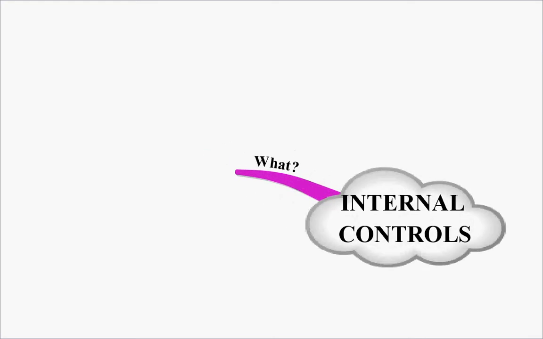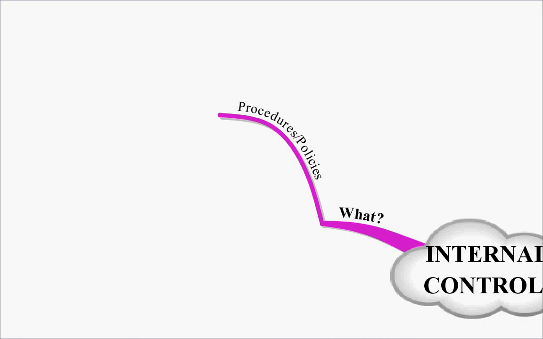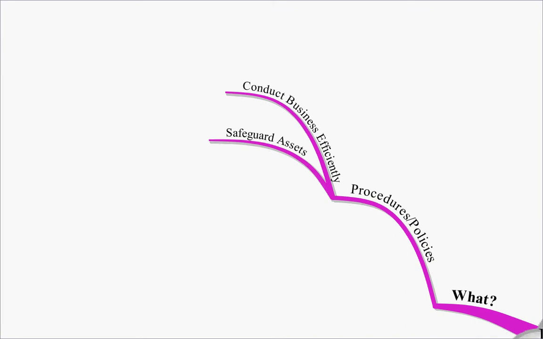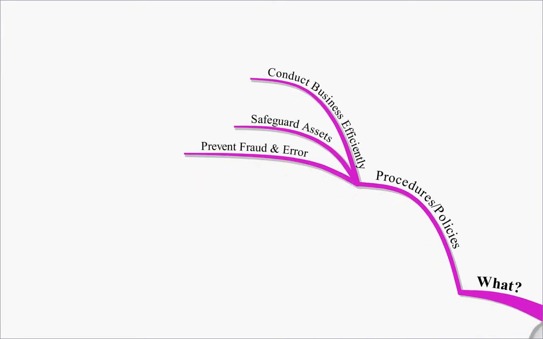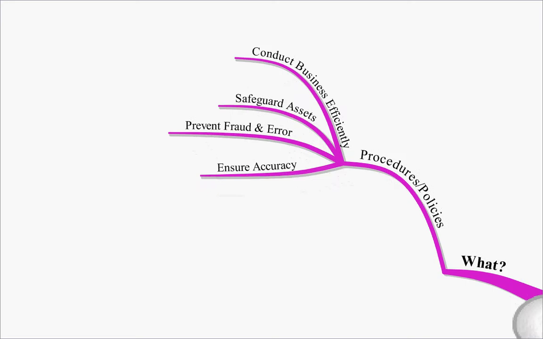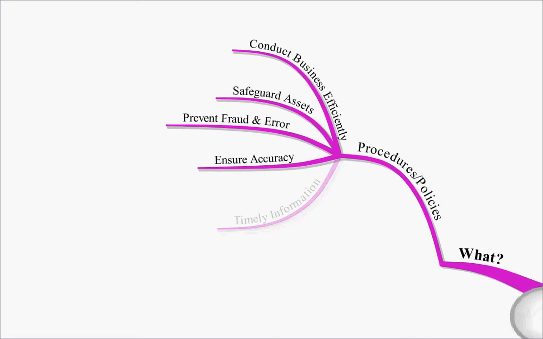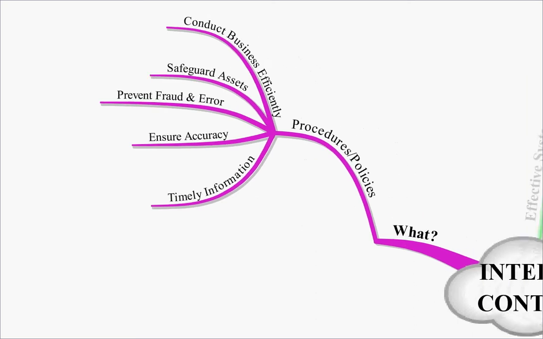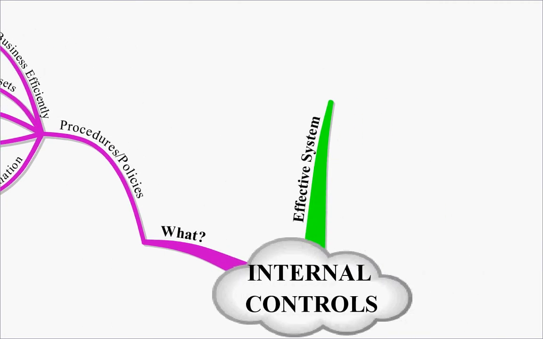First things first, what are internal controls? Internal controls are procedures and policies to conduct business efficiently, to safeguard the assets of the business, to prevent fraud and error, to ensure accuracy, and to ensure timely information. Okay, so that's what internal controls are and what they're seeking to achieve. So what makes up an effective system?